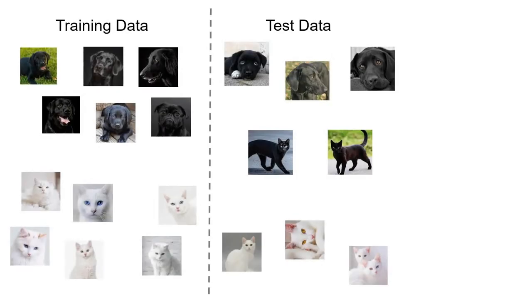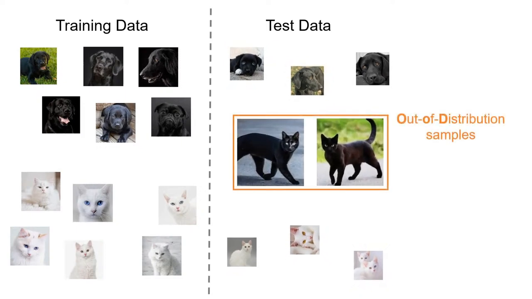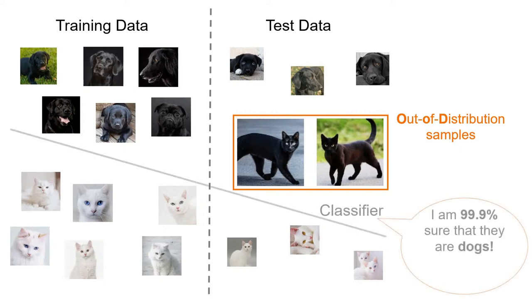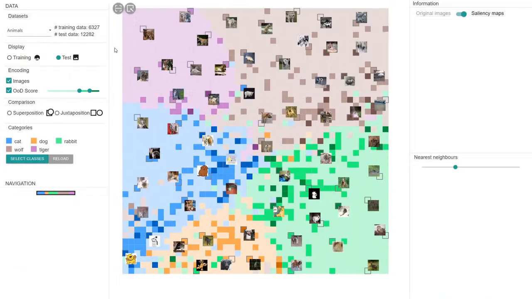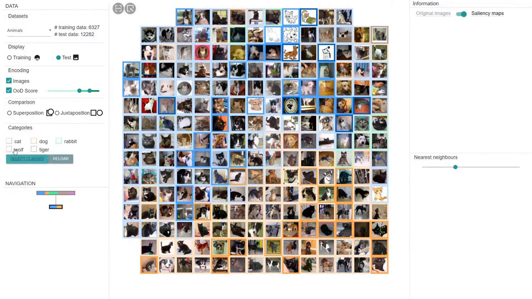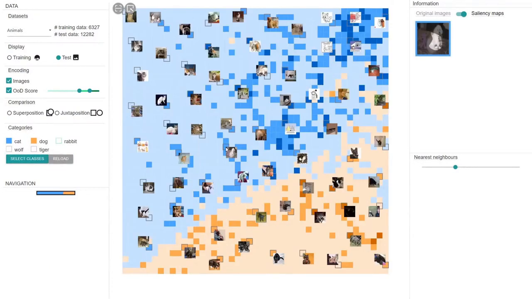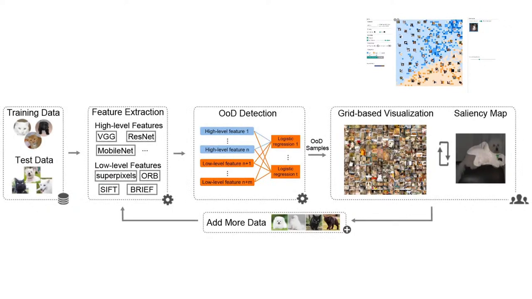Out of distribution samples refer to the test samples not well covered by the training data, like these black cats. They are misclassified with high confidence due to their black bodies. To explain why these samples are out of distribution, we developed OOD Analyzer, a visual analytics tool which provides an ensemble detection method and a grid-based visualization to detect and analyze out of distribution samples.